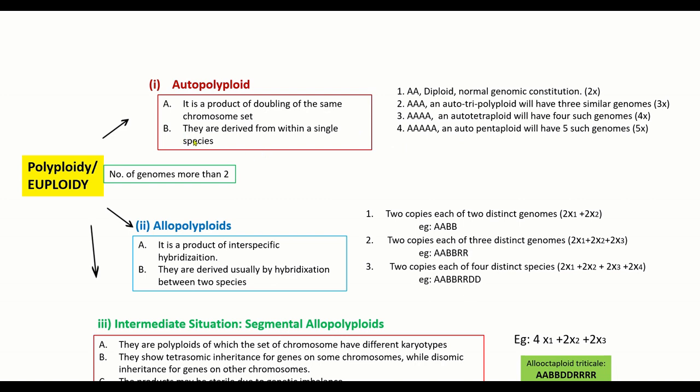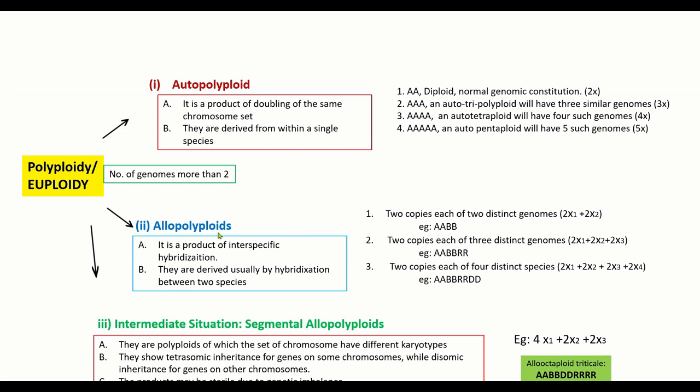They are derived from within a single species. That means the chromosomal set, the simplest genetic constitution, the genome, is of one type. If it is contributed from other types, you can see here, the genome will be of two types, A and B.